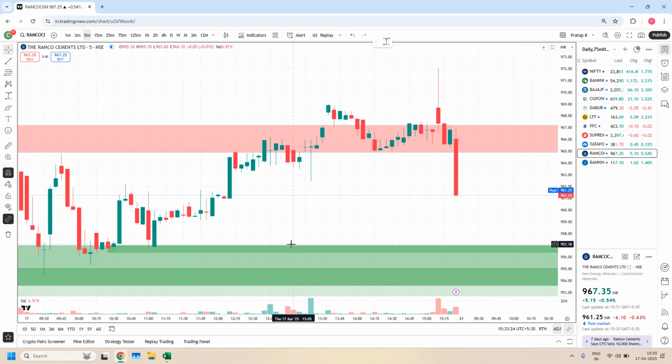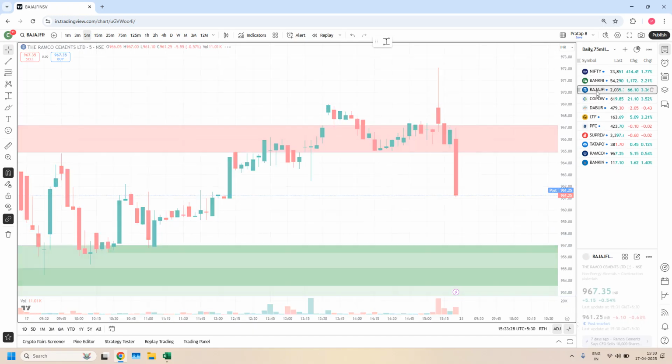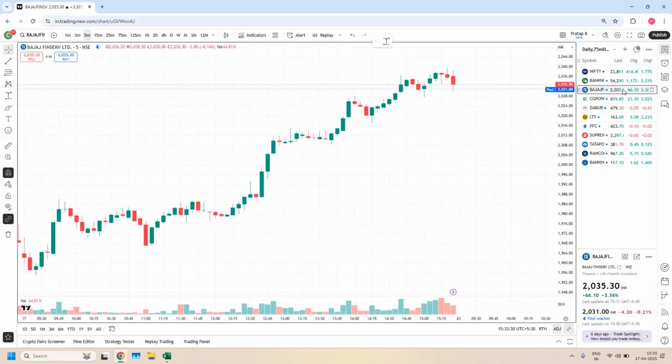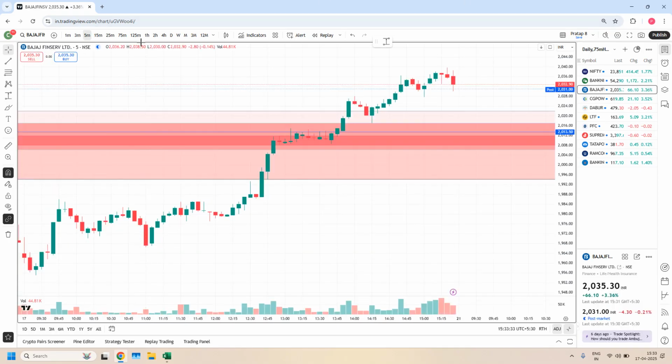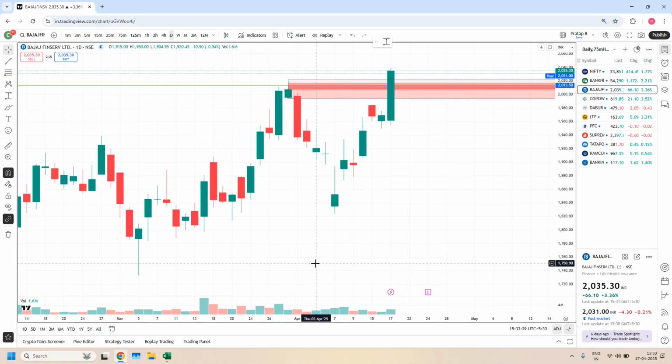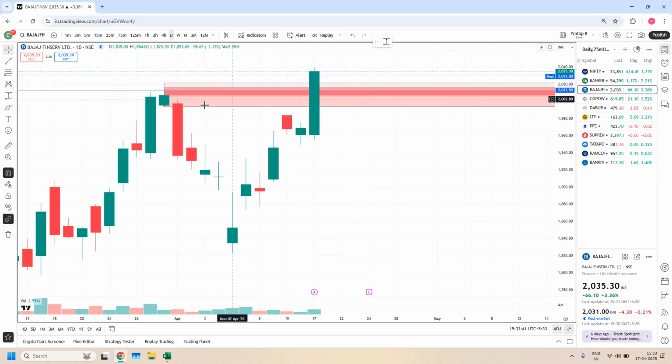Okay, after that, next you got another trade in Bajaj Finserv. Bajaj Finserv, I already explained in the previous video how I fine-tuned this zone. This is a daily zone. I think yesterday we discussed it. This rally-base-drop, yesterday I explained.